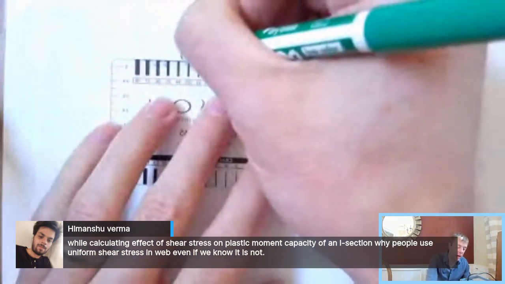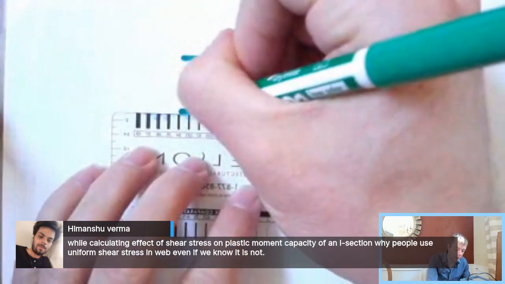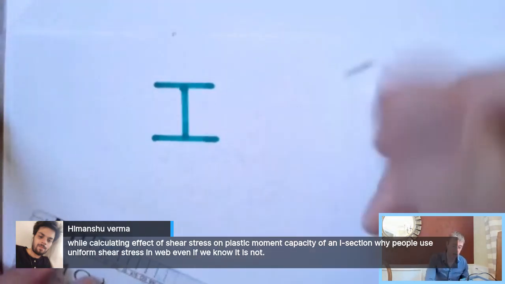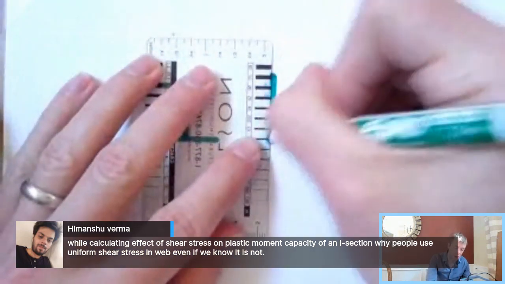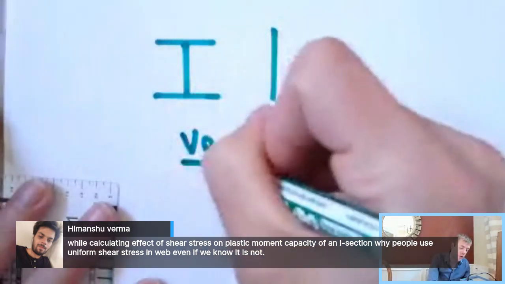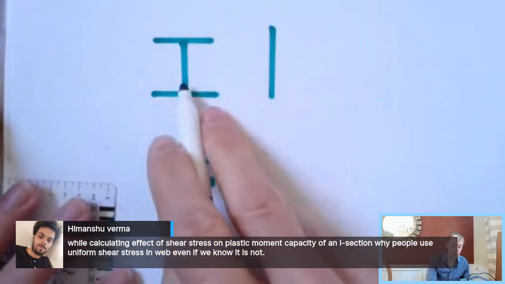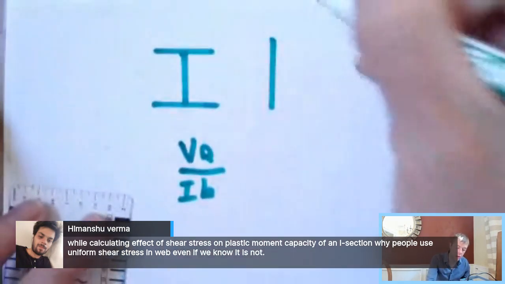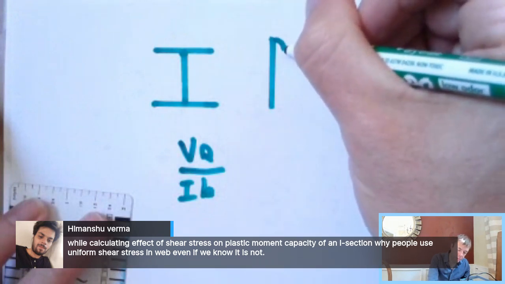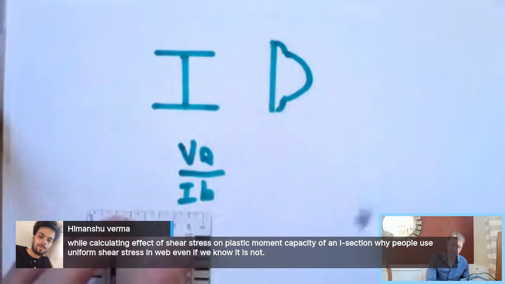If I have a member, this is much more common in steel than it is in concrete. If I have something like this, and I were to draw the shear stress diagram, you structural engineering folks know that the stress distribution for shear is given by VQ over Ib. If you actually draw this and figure out what the stress diagram looks like, it would be small here, then large, and then small here again. And you say, well, why is that?